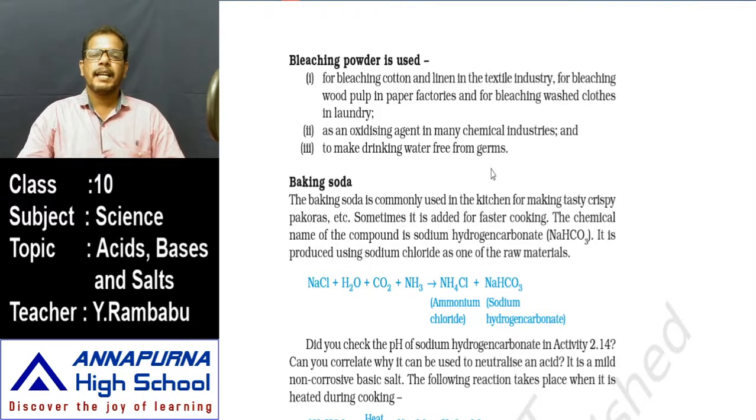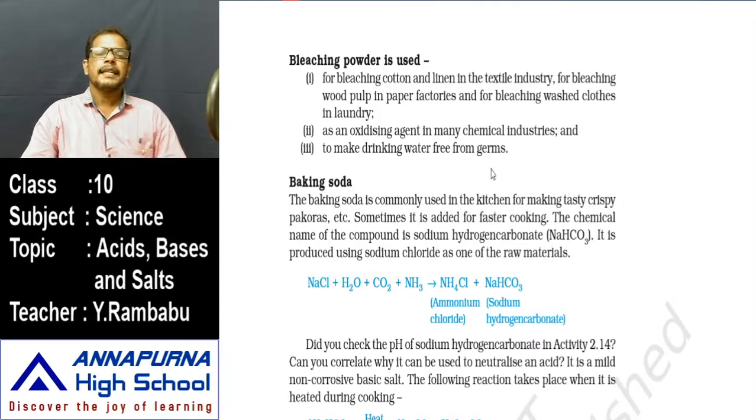Actually, we observe in our daily life that when a colored dress is mixed with bleaching powder, it becomes colorless. How does this happen? Whenever bleaching powder comes in contact with moisture, that is water, it releases chlorine gas. This chlorine, released when the bleaching powder reacts with water, makes the colored substance colorless.